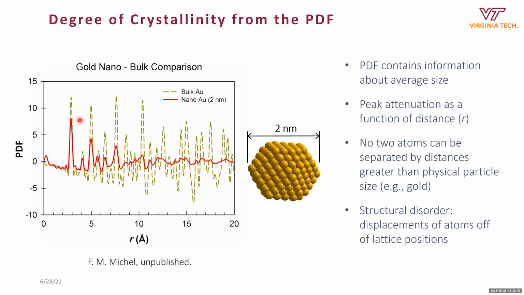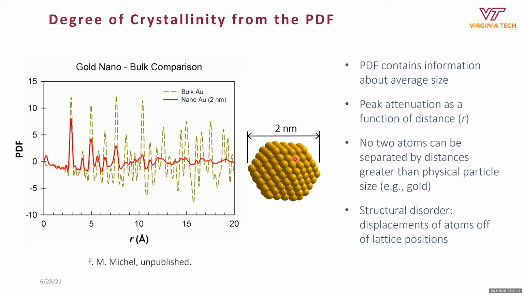The obvious difference here is that for the monodispersed 2 nanometer gold, the PDF signal attenuates very quickly. In fact, when you get beyond 2 nanometers or 20 angstroms, it's just been reduced to statistical noise. That's because if we have a monodispersed sample like this, we can't have 2 atoms that are separated by a distance bigger than the physical dimensions of the particles.